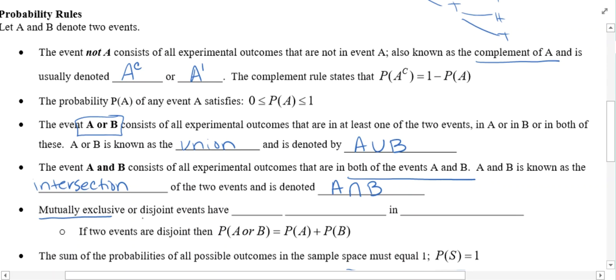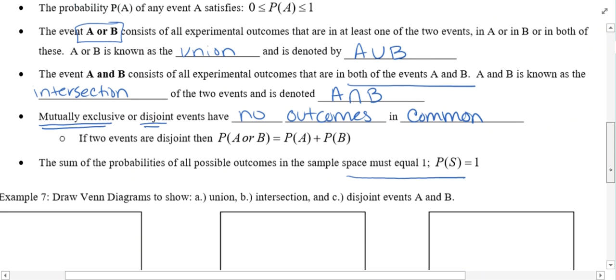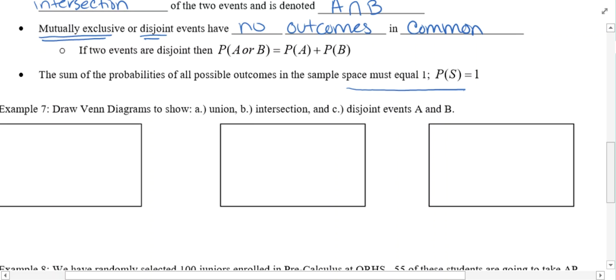Mutually exclusive or disjoint. You'll see both of those words. They mean the same thing. They are events that have no outcomes in common. And if two events are disjoint, then A or B equals A plus B. And the sum of probabilities of all possible outcomes in the sample space must equal 1. So the sample space is the total thing.